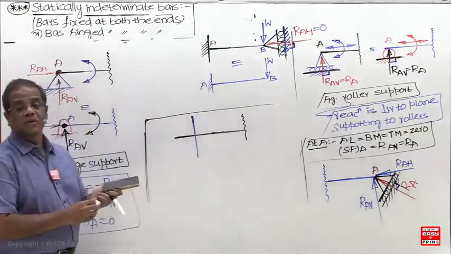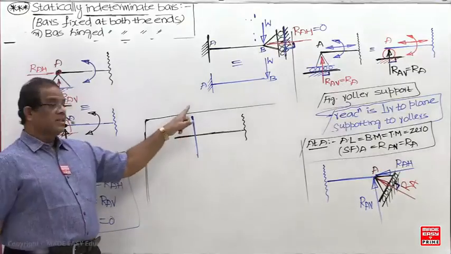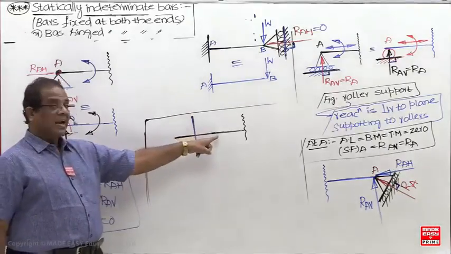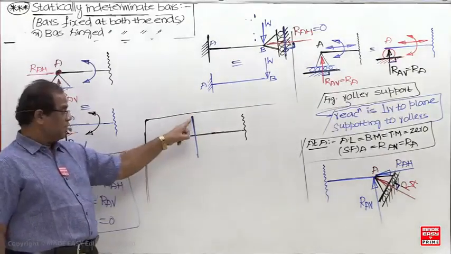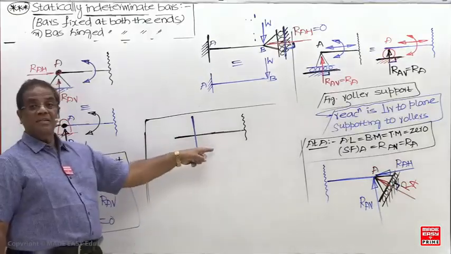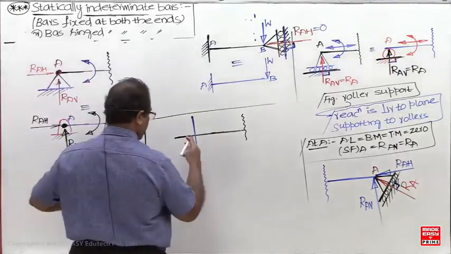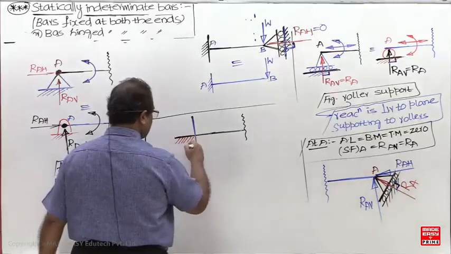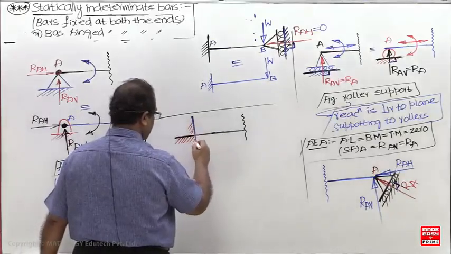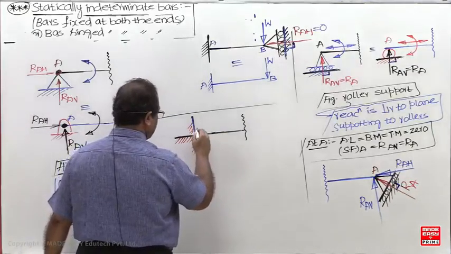This is a representation of the fixed support. This is a beam, this is a wall. This line is the longitudinal axis of the beam. The beam is built inside the wall. That's why it is called a built-in support.